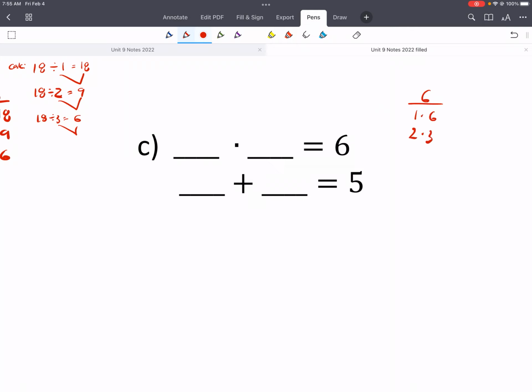So those are the factor pairs. It has to give you 5. So here we go. It's got to be 2 and 3.